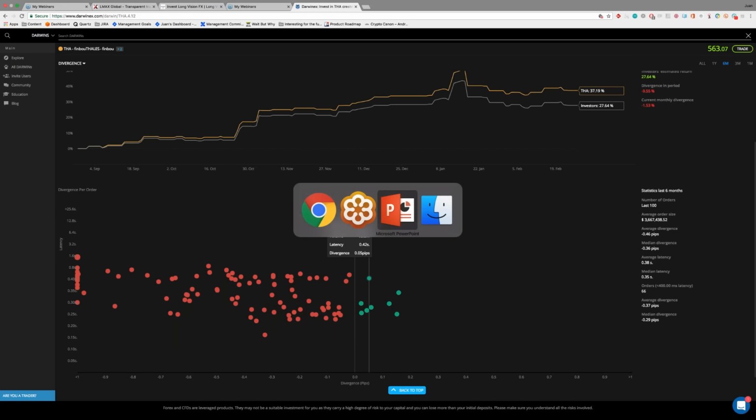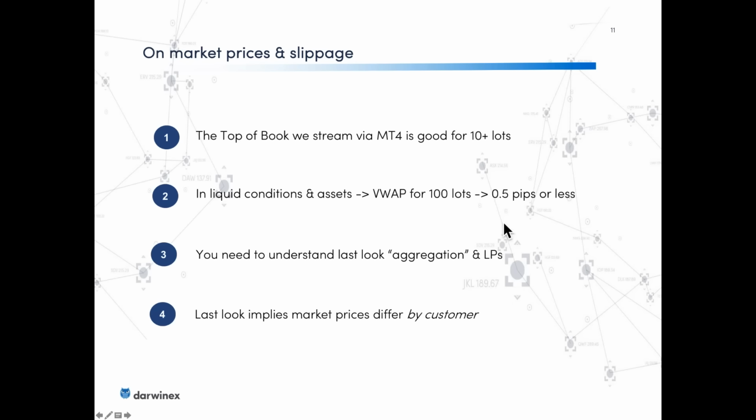Okay, understood, Marco. Apologies for the lack of clarification. What I'm saying is the top of book is always good for 10 lots, and it could be good for up to 20 lots.